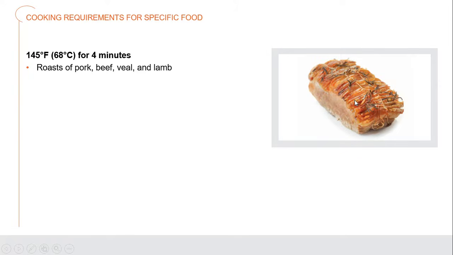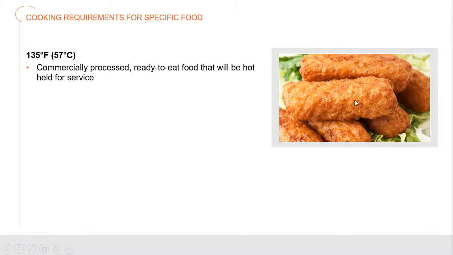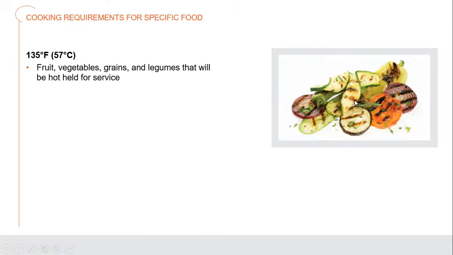145 is the needed temperature for things like large roasts of pork, beef, veal, and lamb. But notice we're saying for 4 minutes. You need to get that accurate reading. Because we're dealing with a much bigger piece of meat, you may even want to take several readings just to make sure that it has fully reached its core internal temperature. Also bear in mind for a large piece of meat like this, you're almost certainly going to have some carryover cooking occurring. Then when we're looking at commercially processed, ready-to-eat foods that will be hot held for service, we only need to reach 135 for these items. These are a much lower risk. And also for fruits, vegetables, grains, legumes that are going to be hot held for service.